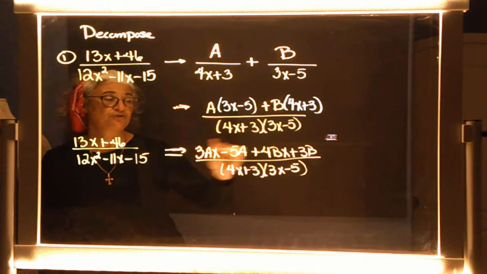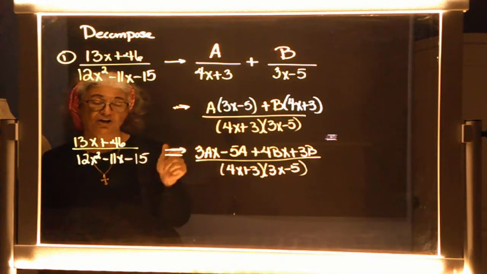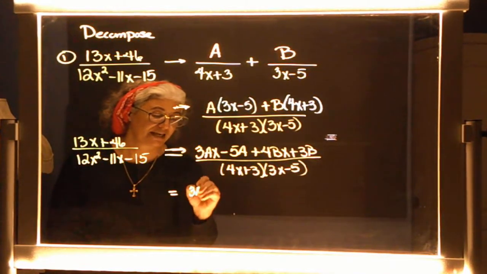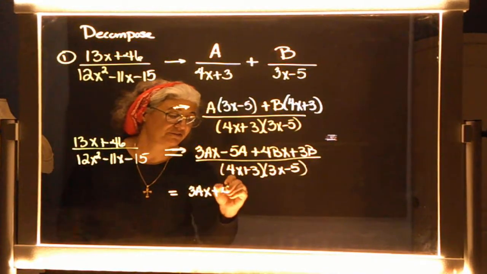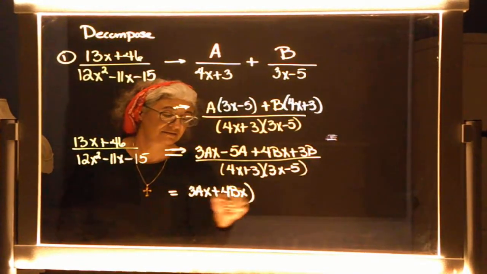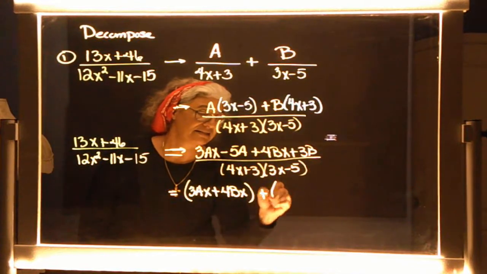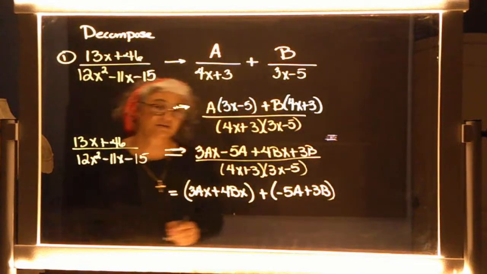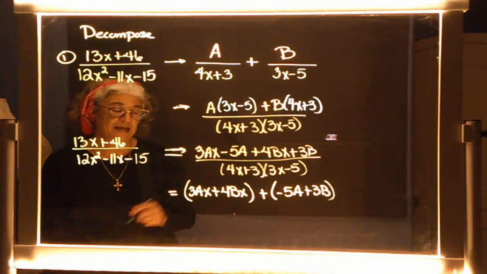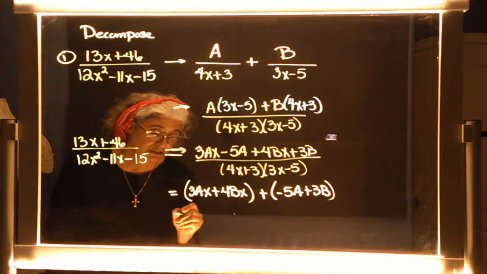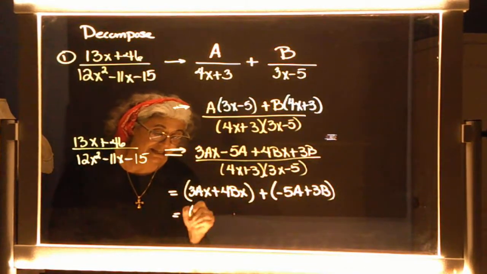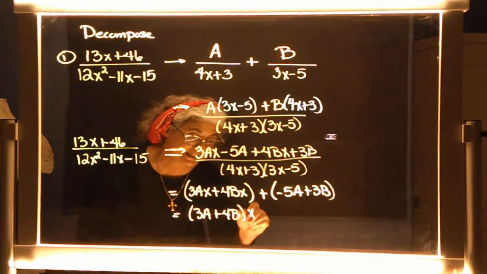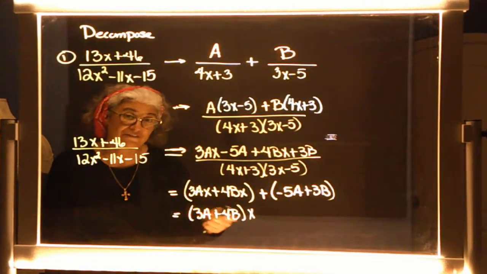I have to group this numerator in terms of x's and constants, which means I see some x's. I see a 3ax and a positive 4bx, and I see a negative 5a and a positive 3b. Are you with me? And I'm not going to write the denominator for a moment. And here, since the x is in common, I'm just going to factor it out so I can see technically the coefficient of x.